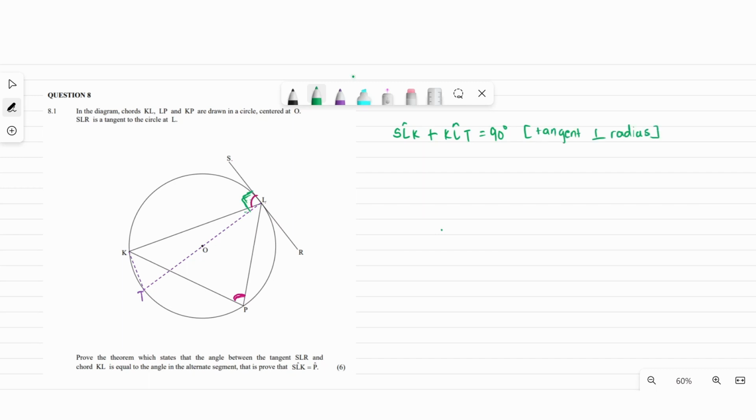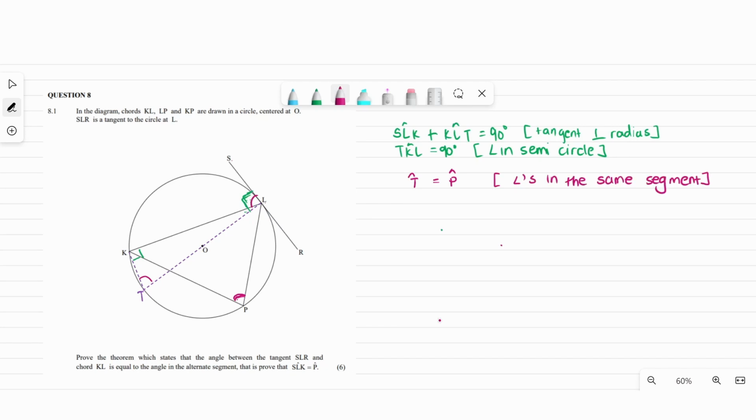Then another thing that we're going to see is that this one is equal to 90 degrees, and the reason is angle in a semicircle. So we know that TKL is equal to 90 degrees, and the reason is angle in a semicircle. After that, I'm going to do it in pink, we see that angle T is equal to angle P, and the reason for that is angles in the same segment.